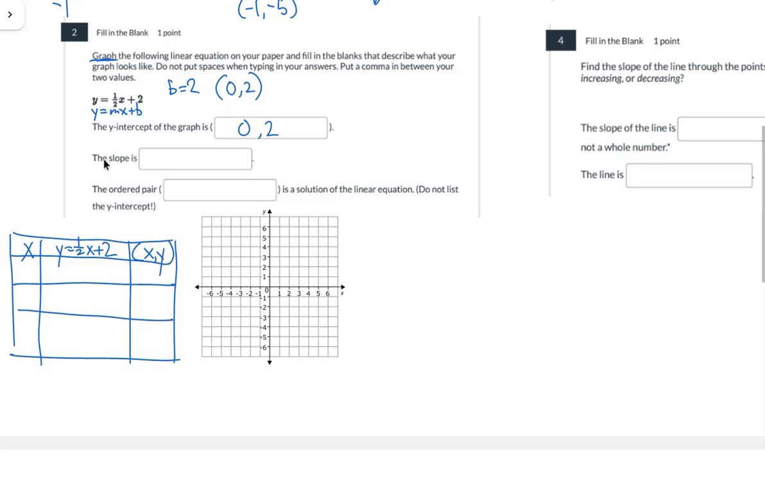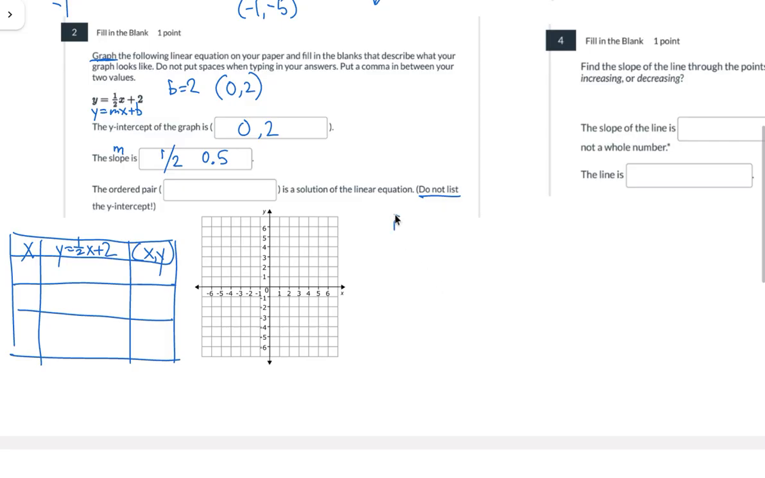The next question says the slope is, well, we know that slope is m, so I would look here and I would say the slope is 1/2. You could have also put 0.5, okay, and either of those would have been accepted. Then it asks for an ordered pair that is a solution of the linear equation. Do not list the y-intercept, okay?